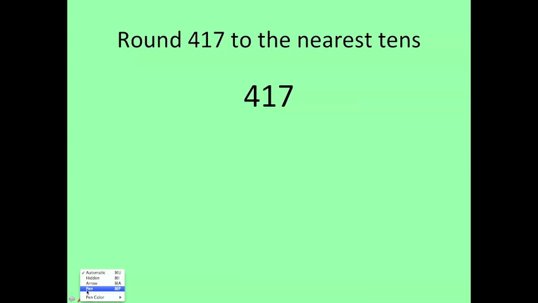Next example, if we want to round 417 to the nearest tens place. Again, we can count our values, ones, tens. The 1 is in the tens place. We look to the 7 for help. It's 5 or above, so we're going to round this 1 up to a 2. So the 4 stays the same, 1 becomes a 2, and remember, everything to the right of the place value we're rounding to becomes a 0.